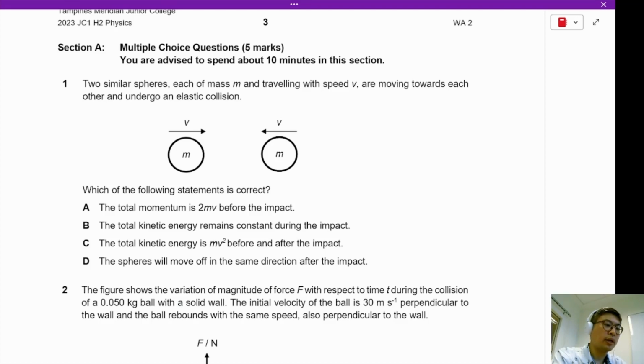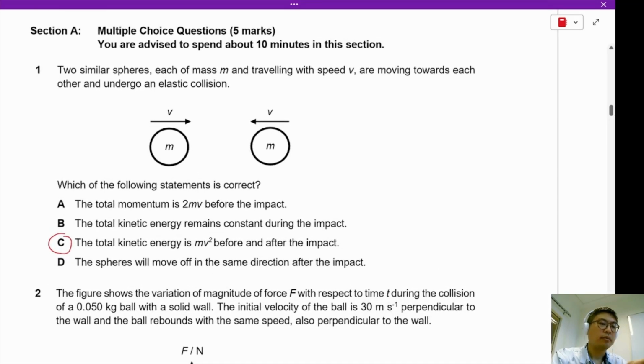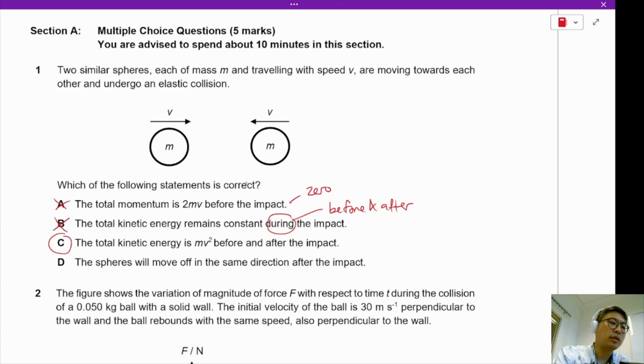For question 1, the MCQ answer is C. Answer A is wrong. The total momentum is actually 0. Answer B is wrong because of the word "during". It should be before and after the impact. This is because it's an elastic collision, so the KE before and after the impact is conserved, not during.